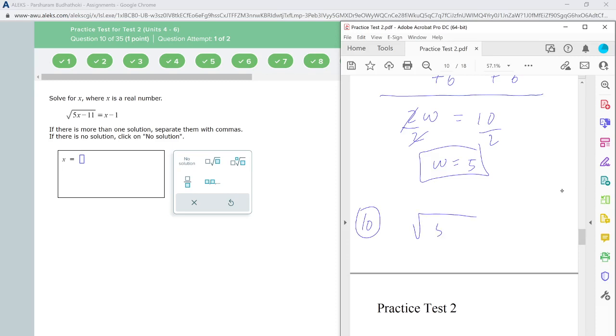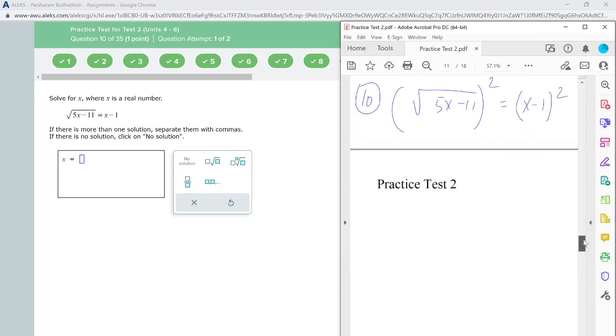And square root of 5x minus 11 equals x minus 1, and you have to square both sides. By doing that, on the left side you get 5x minus 11, on the right side you get x minus 1 whole squared. If you just FOIL it, x minus 1 whole squared is x minus 1 times x minus 1, which gives you x squared minus 2x plus 1. Now it's a quadratic equation.